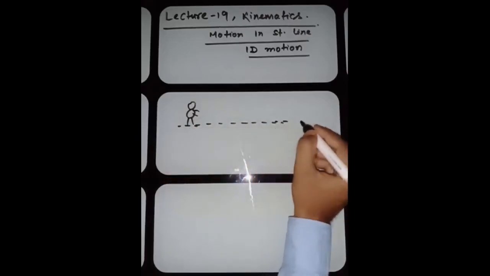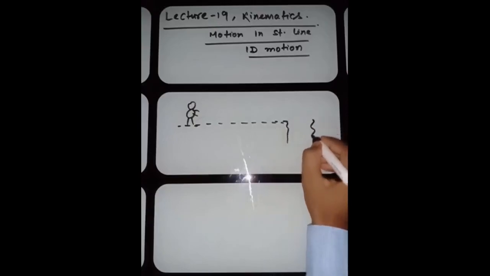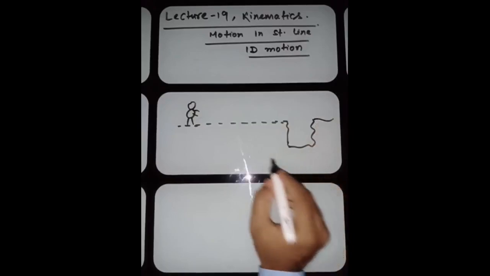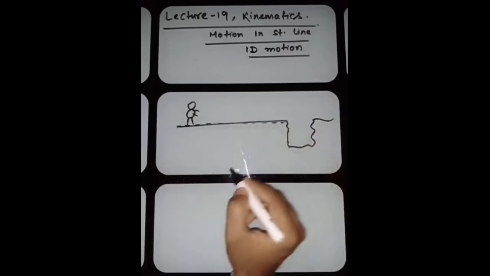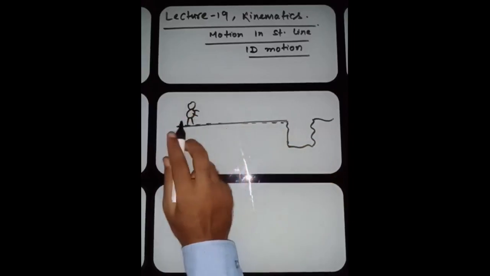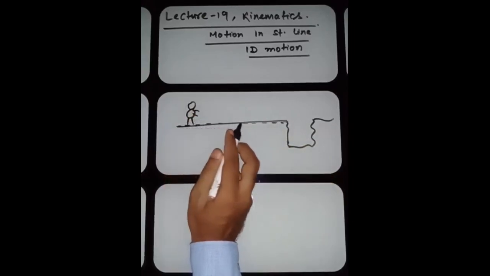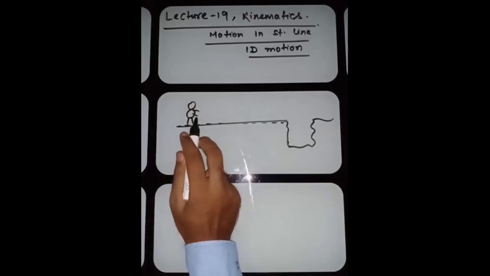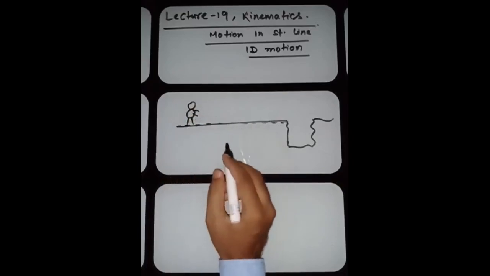Okay, yes, here there's a ditch. There's a ditch on the road. A drunkard, of course, is moving on a straight line. Okay, although he is drunk, he is moving on a straight line.